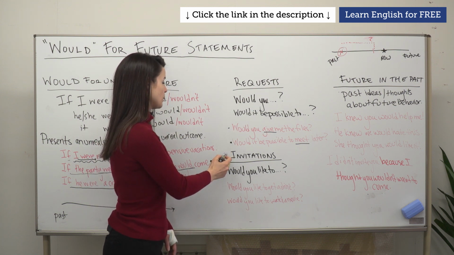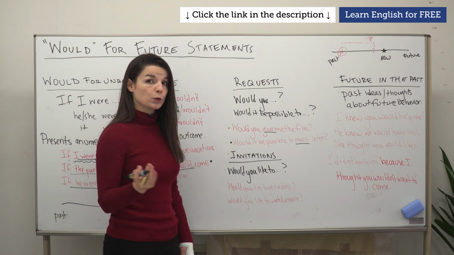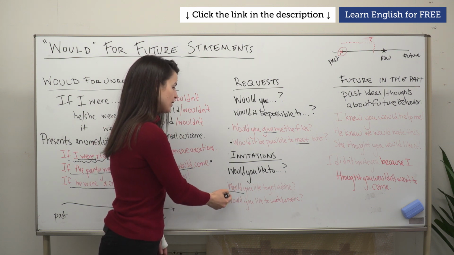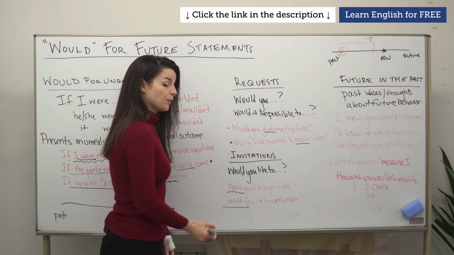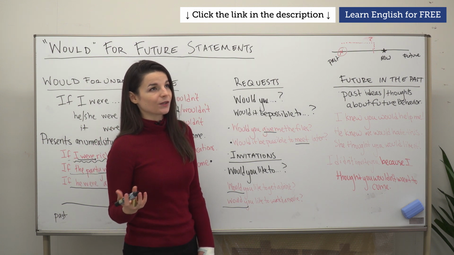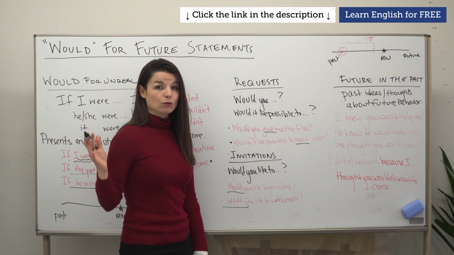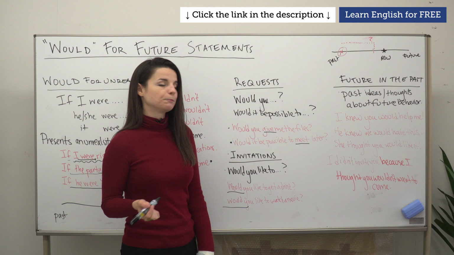We can also use would to make invitations, like the very common, would you like to something, as in, would you like to get a drink, or would you like to watch a movie? So using would here, instead of do you want to, sounds a little more polite. It sounds a little bit more formal. Would you like to, blah, blah, blah, sounds a little bit more formal.